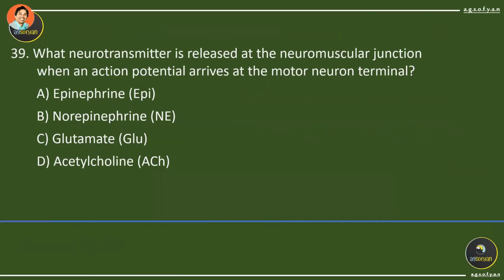What neurotransmitter is released at the neuromuscular junction when an action potential arrives at the motor neuron terminal? Okay, so our muscle contraction is actually ordered by our nervous system. And again, muscle is an effector. The one that carries the order from the brain is called the motor neuron. So this motor neuron will release a neurotransmitter. The one that is released to the muscle is called acetylcholine.